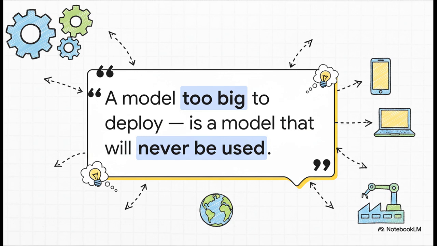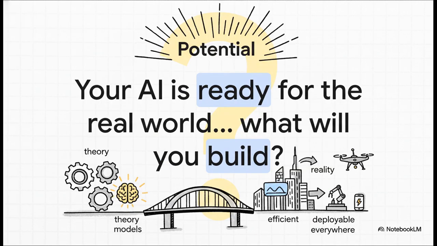I want to leave you with this one thought, because it just perfectly sums up everything we've talked about today. A model too big to deploy is a model that will never be used. It's that simple. At the end of the day, optimization is what truly unlocks the potential of AI. It's the bridge that takes an idea from the lab into the real world. So I'll turn the final question over to you. Now that you know how to make your AI fast, efficient, and ready to run anywhere on the planet, what are you going to build?